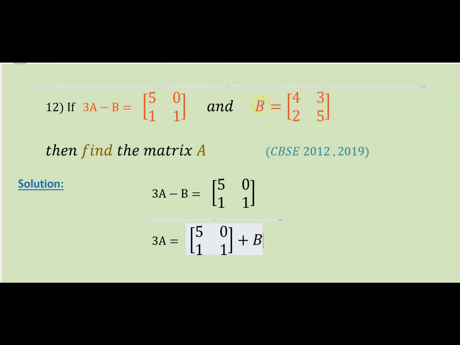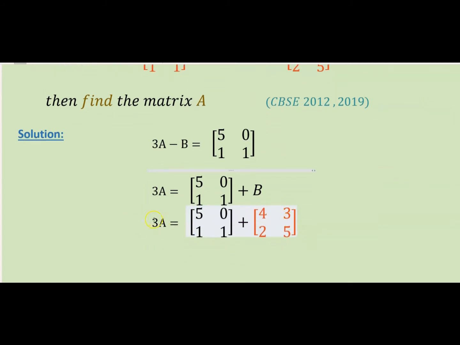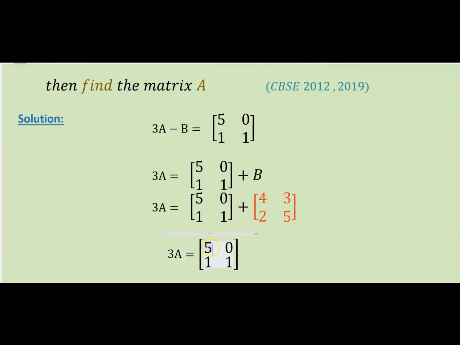Now I'm putting the value of B from here, that is, I'm putting the value of B plus, now B matrix is given to you, that is this one. Now I'm putting the matrix here. Now the next step is to add these two matrices, right? Now this will be 5 plus 4, that is 9, 0 plus 3, that is 3, 1 plus 2, that is 3, and 1 plus 5, that is 6.